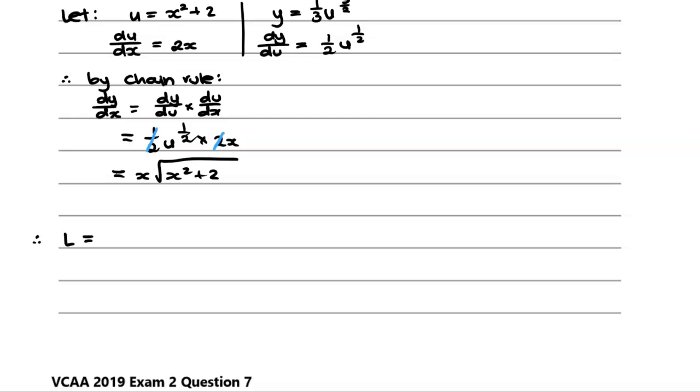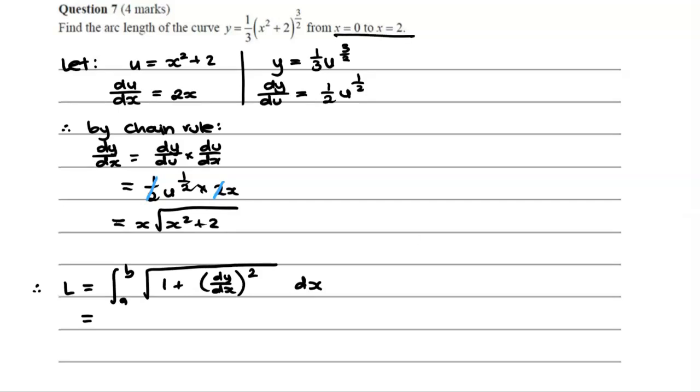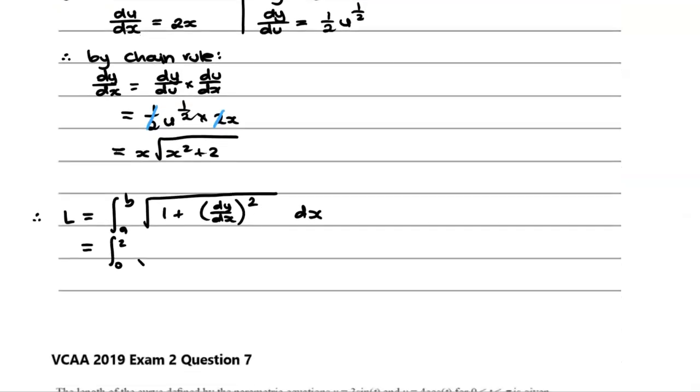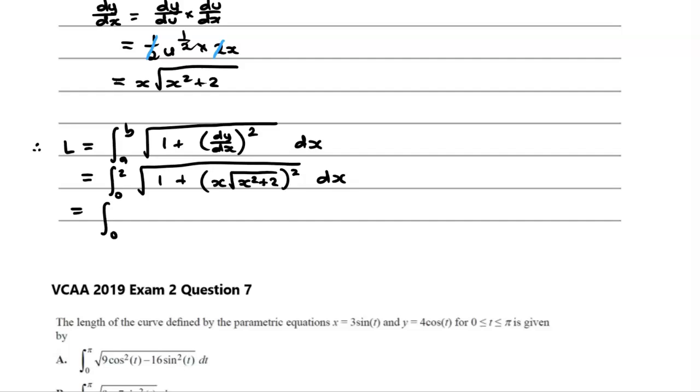So therefore we have L, and let's write the general form before we get into all of the algebra that we're going to do. The integral of the square root of 1 plus dy dx squared dx. So for this question here, they told us we were going from x equals 0 to x equals 2. We've got 1 plus x square root x squared plus 2, square all that, dx. So let's neaten this up a little bit. We're going to have 1 plus, and then the thing in brackets is all squared, so we can make that x squared, and then in brackets x squared plus 2, because that was originally inside of a square root.